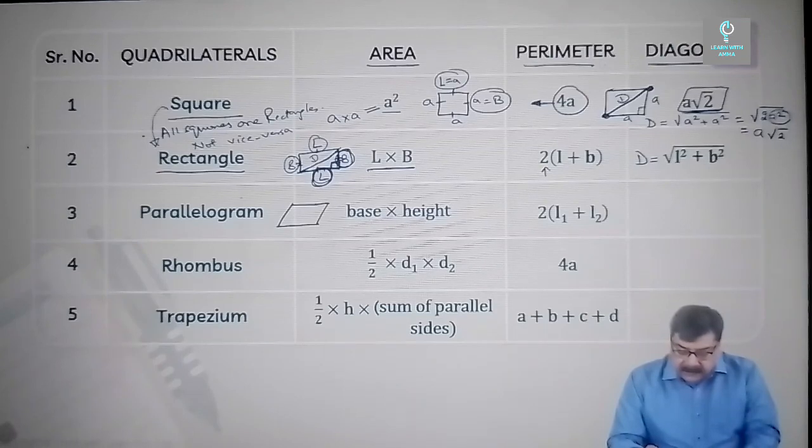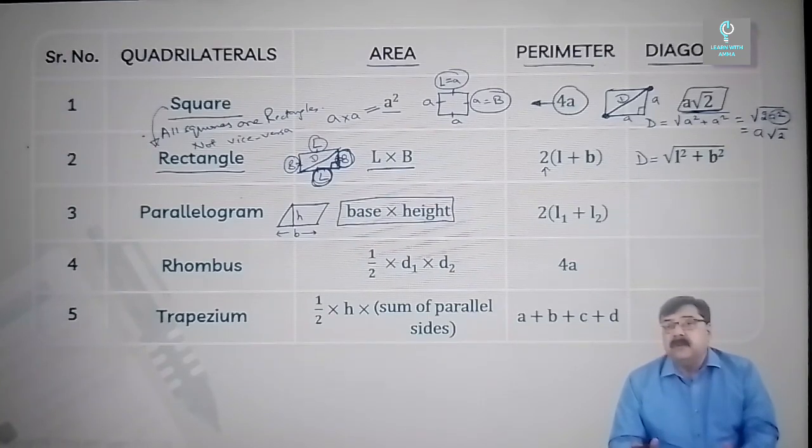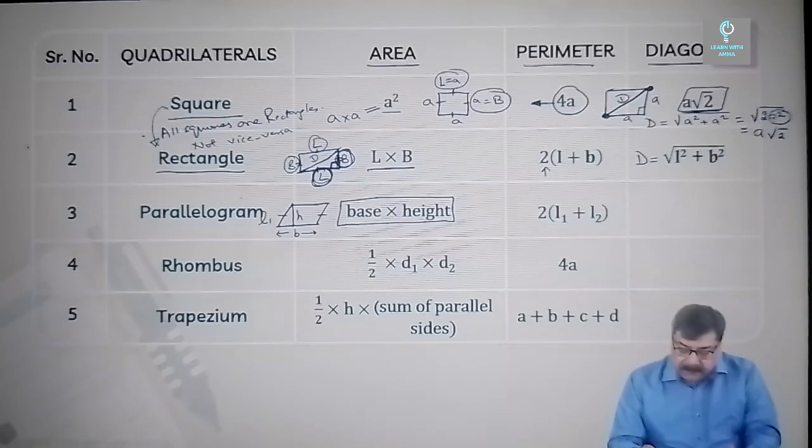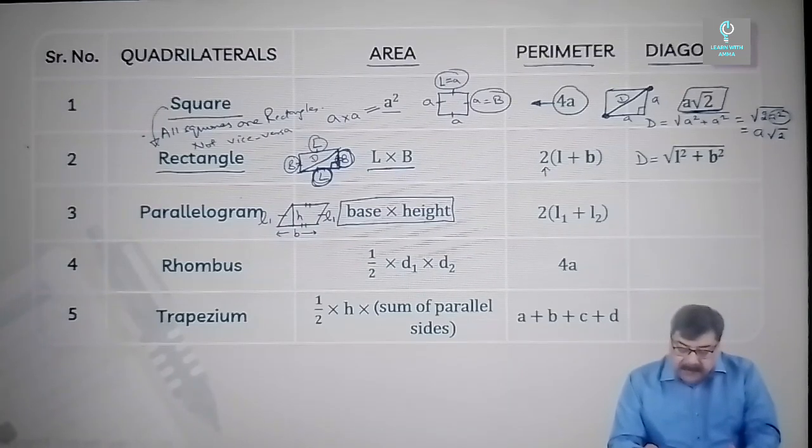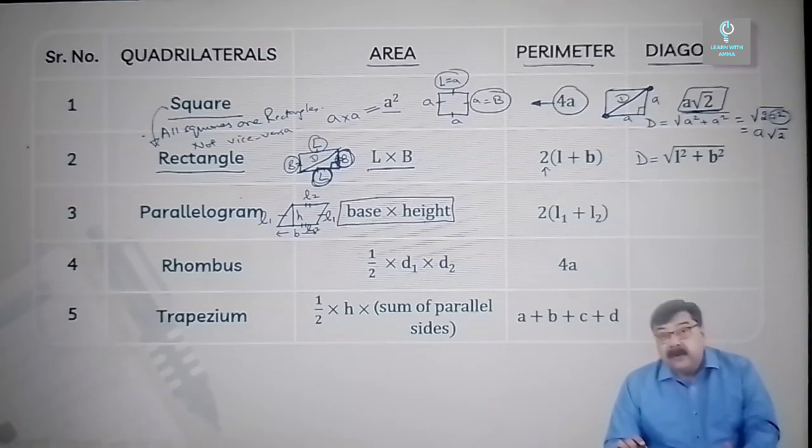Parallelogram. Let us say this is the height and this is the measure of the base. The area of a parallelogram can easily be found out by using the formula base into height. Now let us say that these two sides are parallel and equal and they measure L1 units each. These two sides are parallel and equal, they measure L2 units each. So the perimeter shall be L1 plus L2 plus L1 plus L2, that is 2 times (L1 plus L2). This shall be the perimeter.